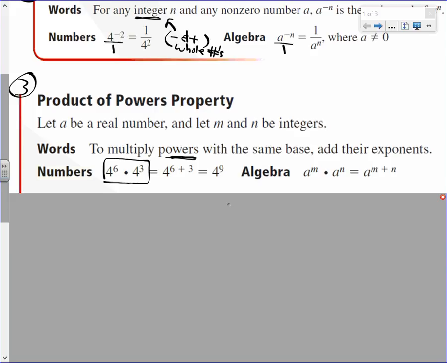It's all the same. Look here. Look at the bases. Same base. A and A are the bases. All you have to do is add the exponents. So it's a to the m plus n power.